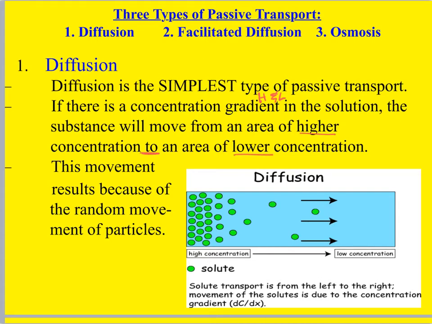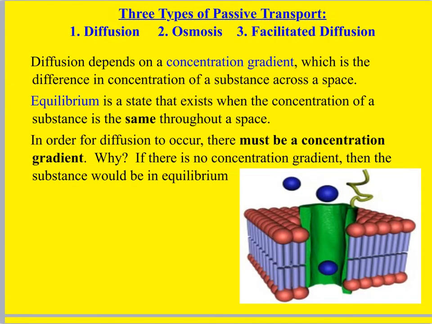Okay, and this is a random movement of particles. So if you look at this picture, here's my high amount, here's my low amount. Notice the direction the arrow is traveling, from high to low. Again, this is not going to use energy, and it's going with the concentration gradient, because all passive transports go high to low with the concentration gradient using no energy.